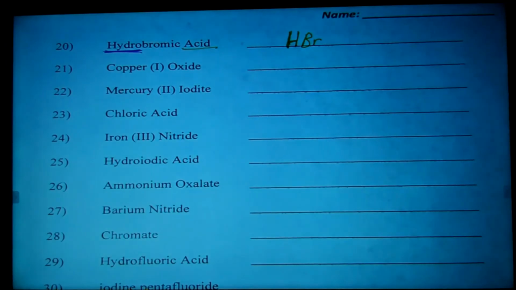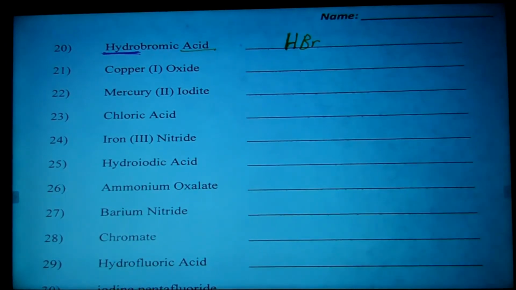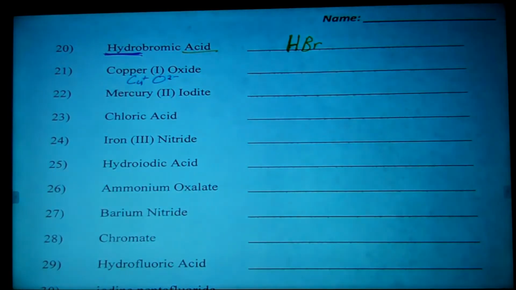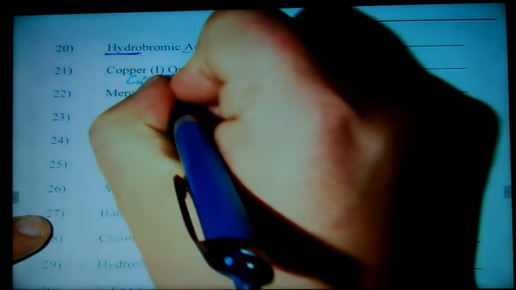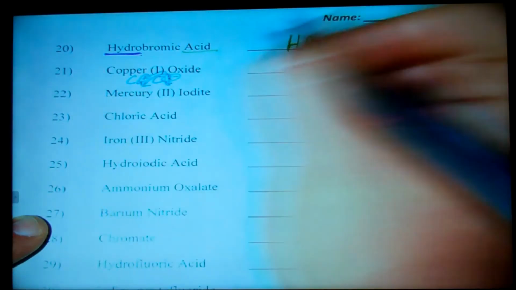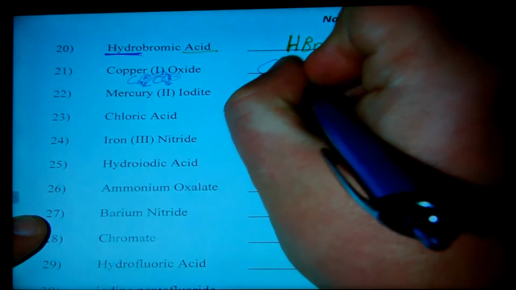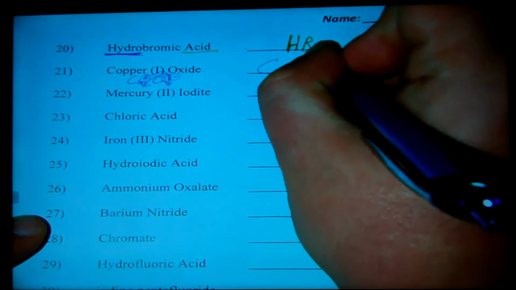Okay? Remember that hydro is only to be used with the binary acids. So, look at number 21, we have copper(I) oxide. So Cu+, O, oxygen comes from the 16th column, so a 2- charge. Then we're going to cross these over. So this 2 comes down for the copper and the 1 comes down for the oxygen. So Cu2O.